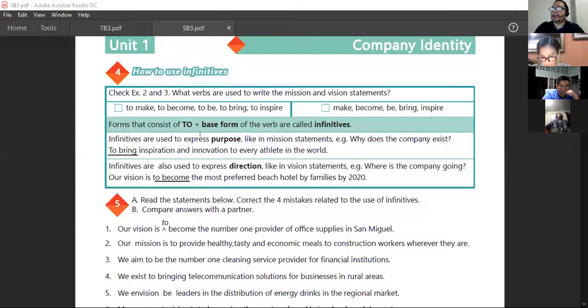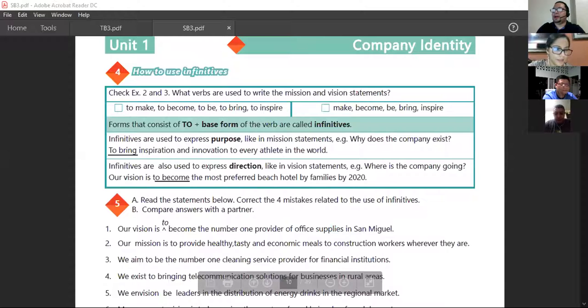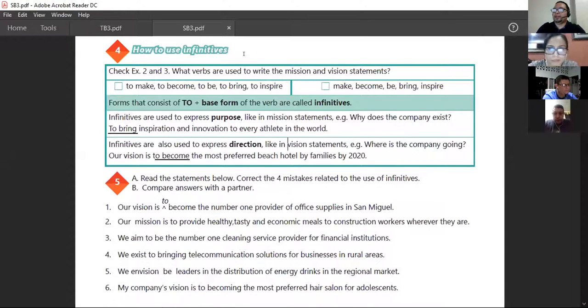Okay, remember, estamos todavía en el review. Okay, I will share the screen from the book. Okay, and we have this one. O sea, me avisan si pueden ver la pantalla. Yes. Okay. So how do we use infinitives?